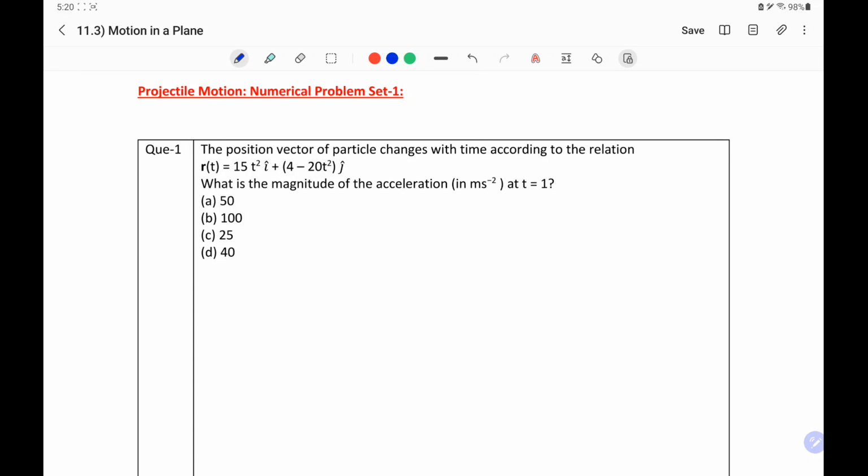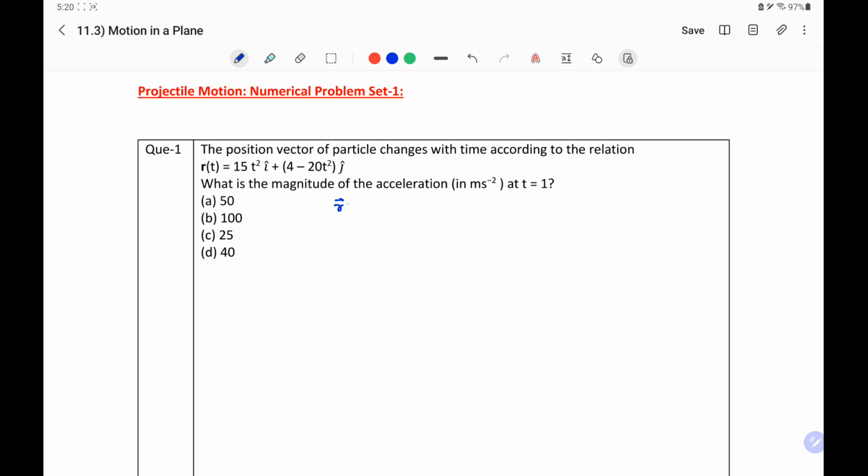This is the numerical problem set on projectile motion. First question: the position vector of the particle changes with time according to the relation r(t) equal to 15t square i plus (4 minus 20t square) j. What is the magnitude of the acceleration in meter per second square at t equal to 1?